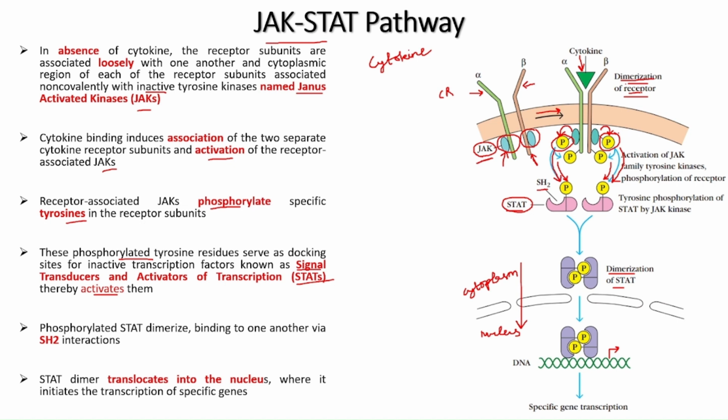And these receptor associated JAKs further activate phosphate subunits in the receptor, and these phosphate subunits go and activate another transcription factor called the STAT. Now this transcription factor STAT dimerizes and translocates from the cytoplasm into the nucleus, where it initiates the transcription of the DNA. Okay, so here basically what is happening, when cytokine is binding to a receptor, a tyrosine kinase is getting activated, which further activates a downstream transcription factor to initiate transcription of the DNA.